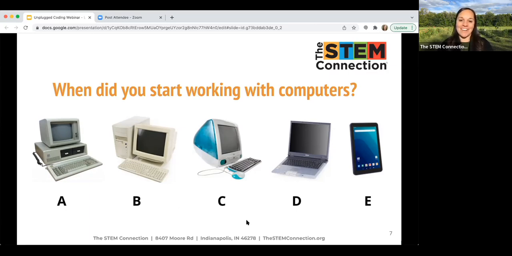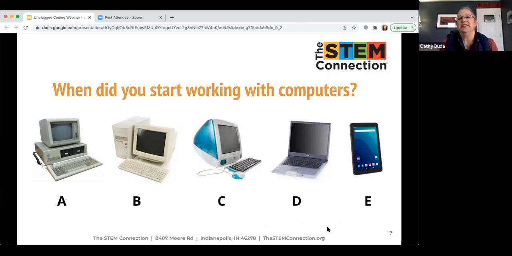Kathy, what was your experience with computers? What are you thinking? I'm chuckling a little bit because I'm going to date myself even more. When I went to college, they were just coming out with desktop computers. They were getting off the mainframes and the punch cards.